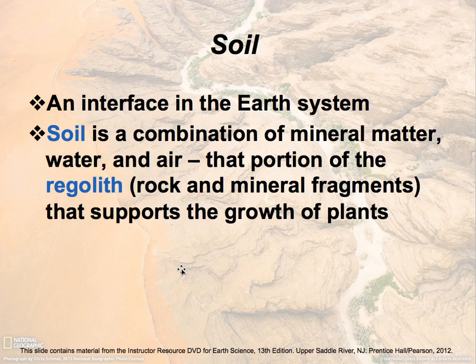But in the study of earth science, we think of soil less as a specific thing that produces crops, that is nutrient rich and that farmers use to grow food, but instead as an interface in the earth system. That is a combination of both geologic materials or mineral matter, water and air. So it's an interface between the geosphere, the hydrosphere, which is water, and the atmosphere, the gas layer that surrounds the Earth. So soil is an interface or a combination of these three things that supports the growth of plants. But soil doesn't necessarily have to support the growth of plants.